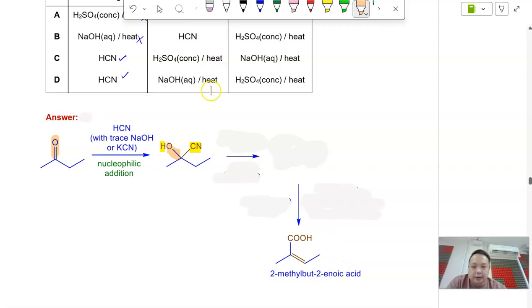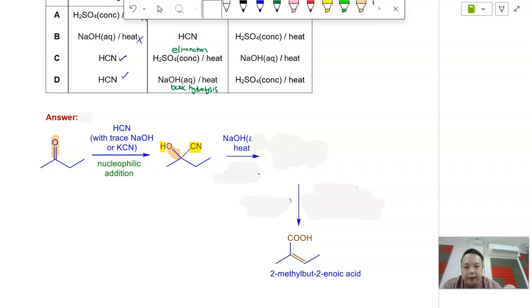So let's go through C and D because A and B are really obviously wrong answers. So between C and D, in this case, it's likely that we have to do an elimination reaction first to remove the alcohol. Or we can use NaOH to do the basic hydrolysis of your CN to COO minus first. So let's take a look at what's a possibility. So if we do D first, this will be our product we get.